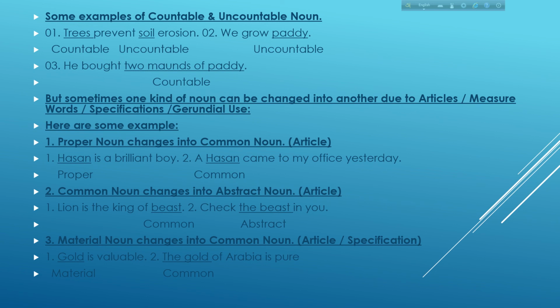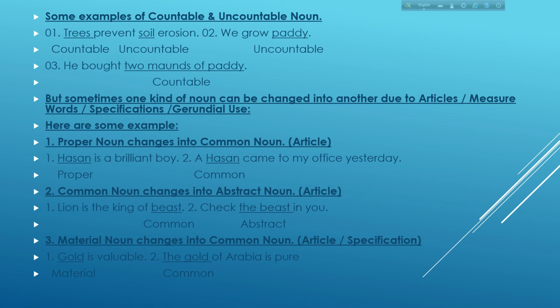Here are some examples of countable and uncountable nouns. Trees prevent soil erosion. Trees countable, and soil uncountable. We grow paddy, paddy uncountable. But here, he bought two months of paddy. Here paddy is countable. There are some exceptions. I am explaining these things now.